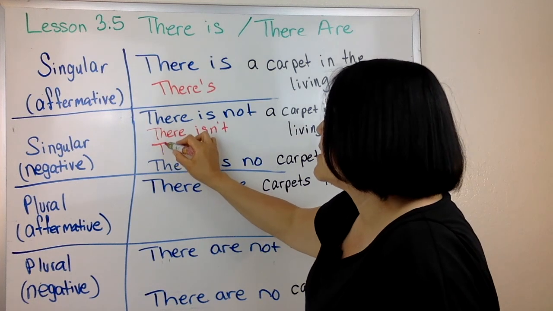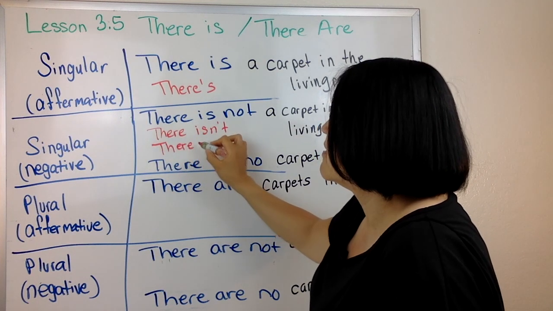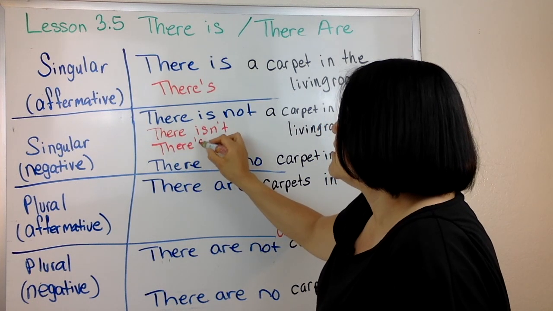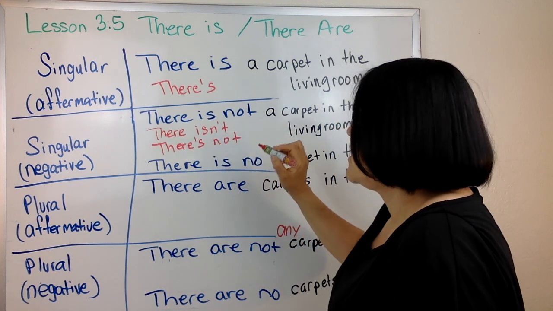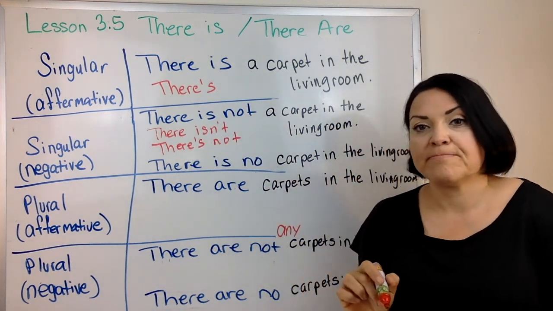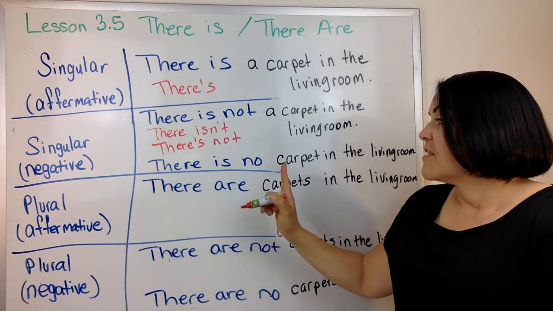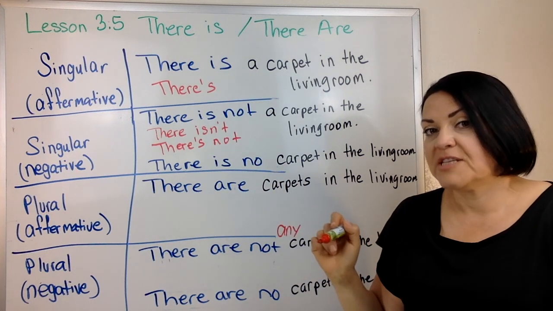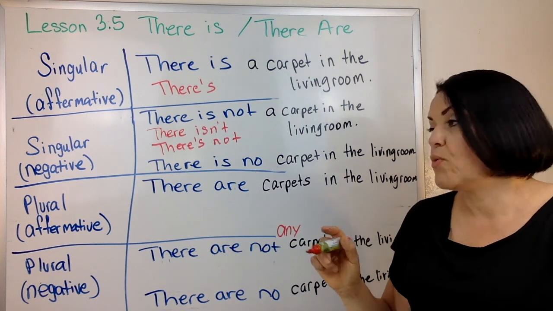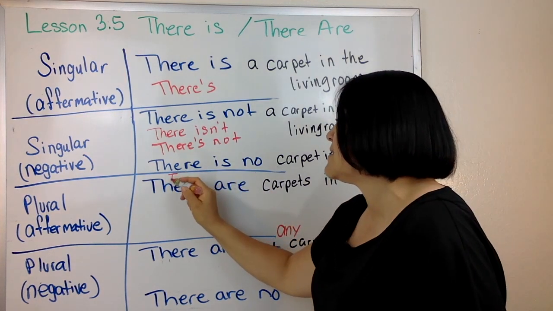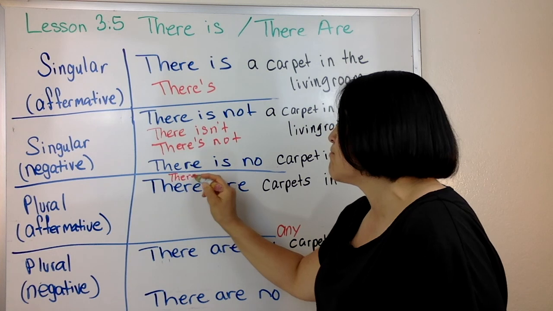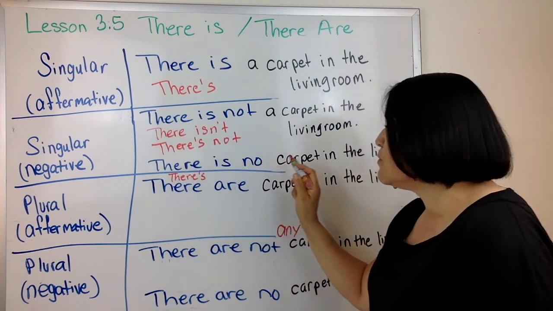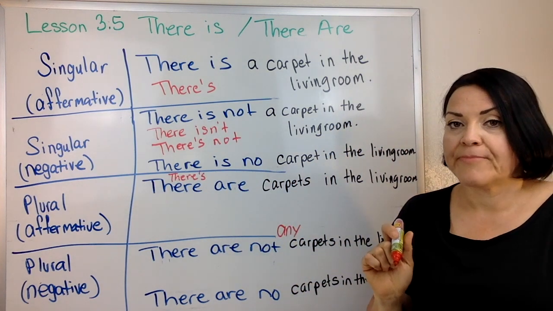You can also hear there's not a carpet in the living room. This one, the only contraction you can use for this one is there's no carpet. So I will write it small. I don't have room. There's no carpet in the living room.